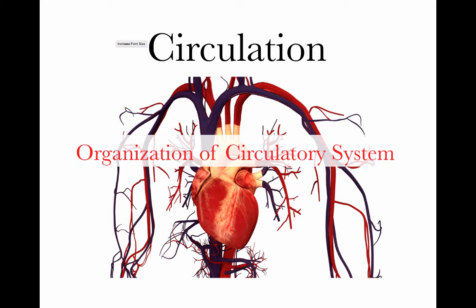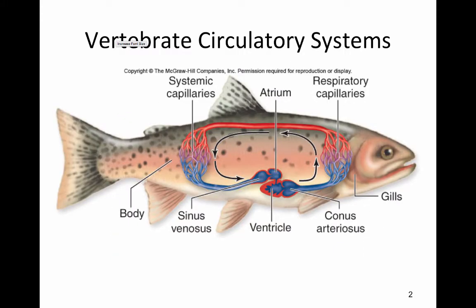Now that you have some familiarity with the different kinds of vessels that make up the circulatory system, we're going to take a closer look at the organization of circulatory systems. And we're going to start out with the single circuit system that we see in a fish. What we mean by single circuit is that the blood is going to travel from the heart out to the gills and then directly from the gills out into the rest of the body.